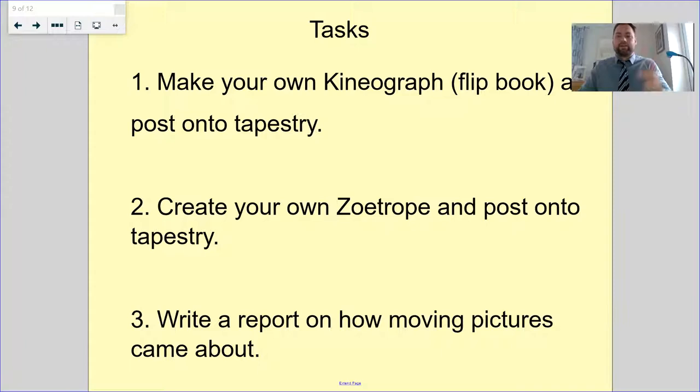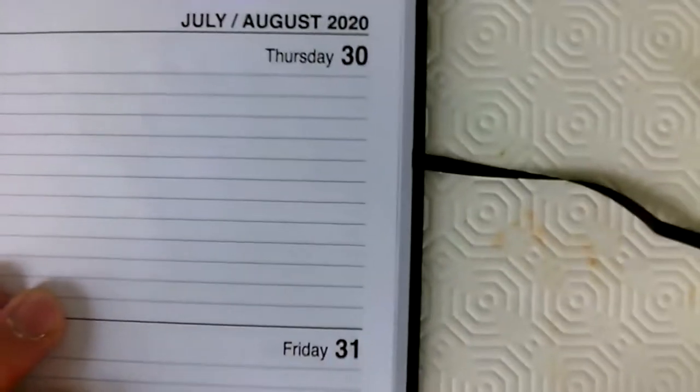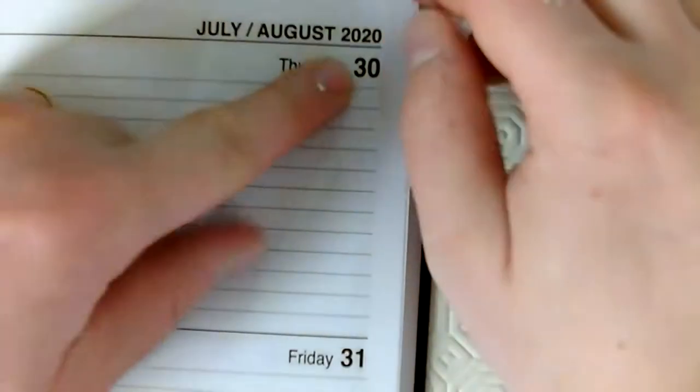Now, I'm going to stop sharing the screen and I'm going to show you very quickly how you would maybe do your first task. So I'm going to stop the share. Okay, so what I've done, I've drawn very simply. I've done my own kinograph, which is a flip book. Okay, and I'm going to move the camera so you can see what I've done here. So hopefully when I turn the camera over, you should be able to see my book here. Now luckily for me, when I got this diary, I got it at Christmas, so I didn't need to use these months of this year.